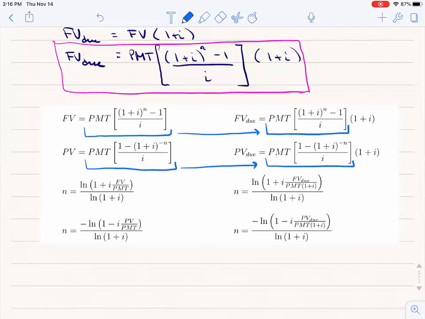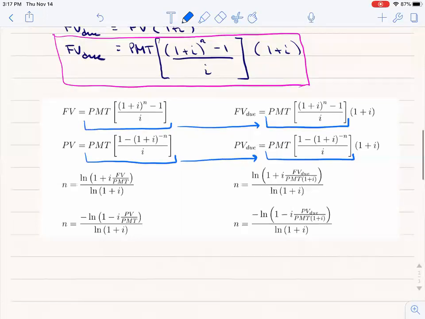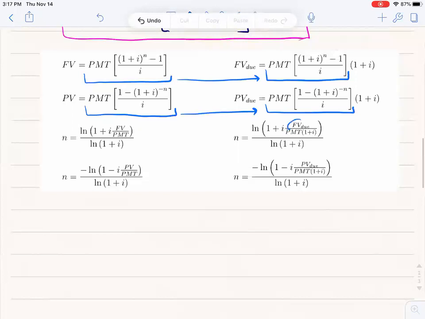If we're going to dissect the rest of it, for n, for an ordinary annuity, we have the future value over the PMT. Looking at everything else, everything seems to stay the same. It's just this little section that changed. And the reason for that is, here we've got the future value, and here we've got the future value due over 1 plus i. So these are the only differences.